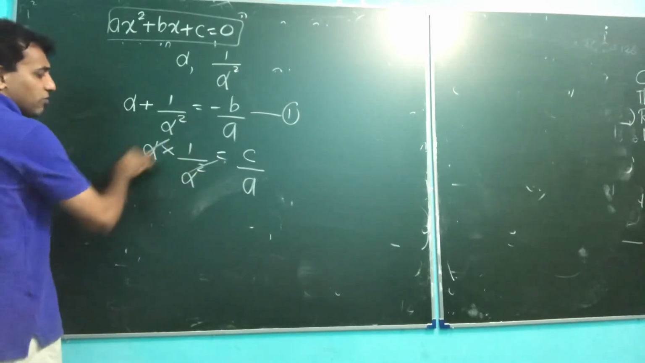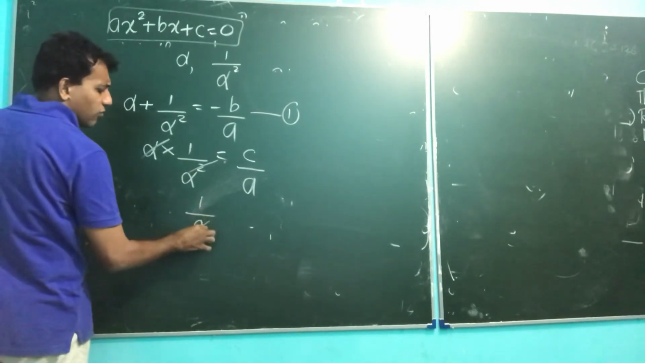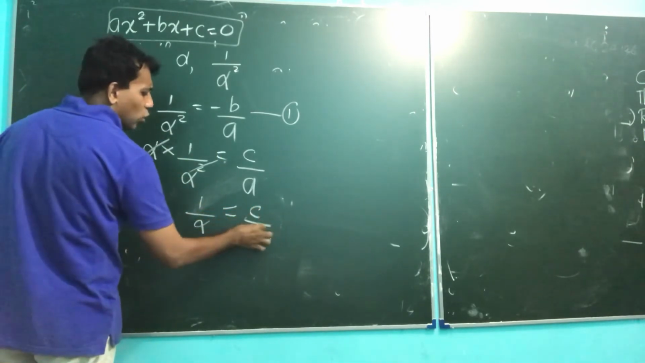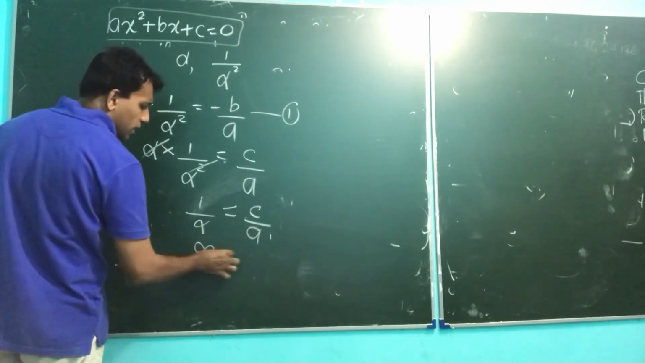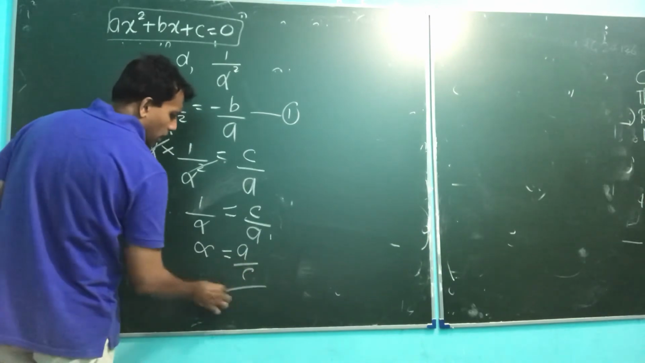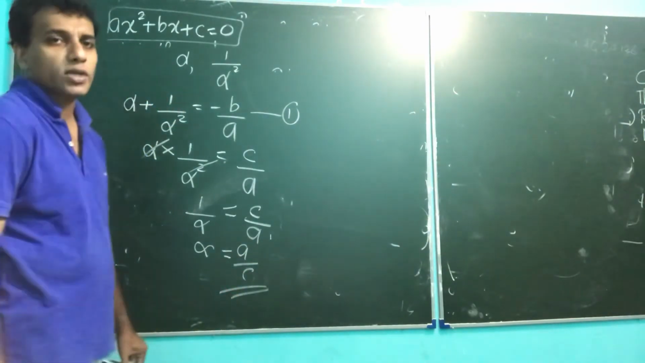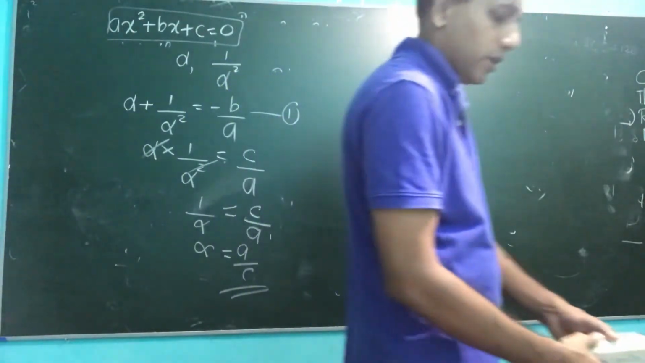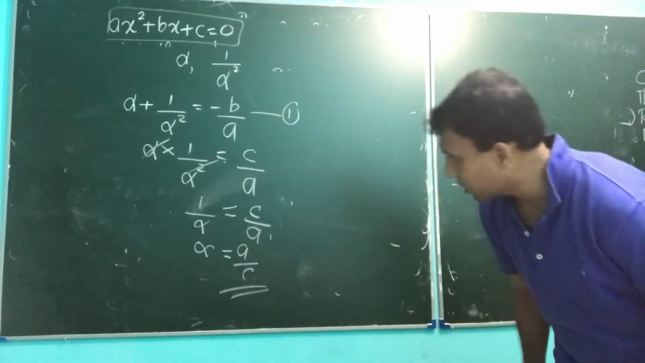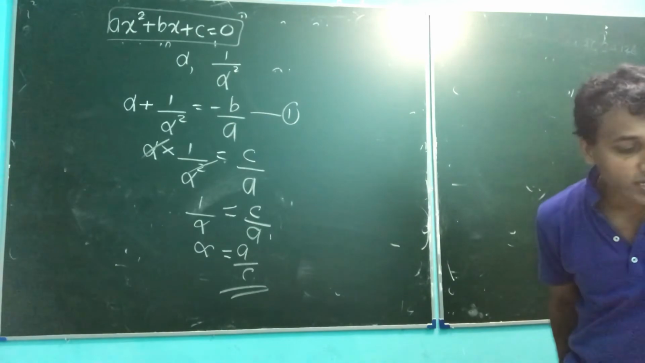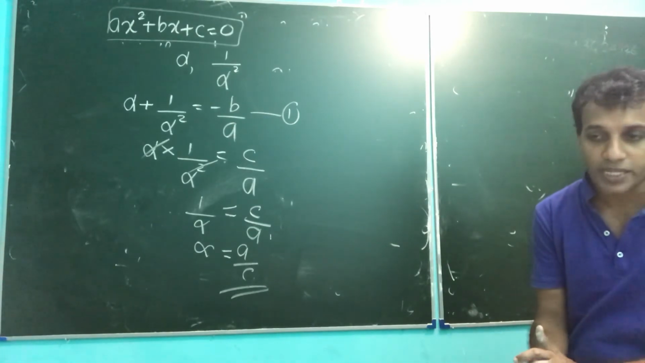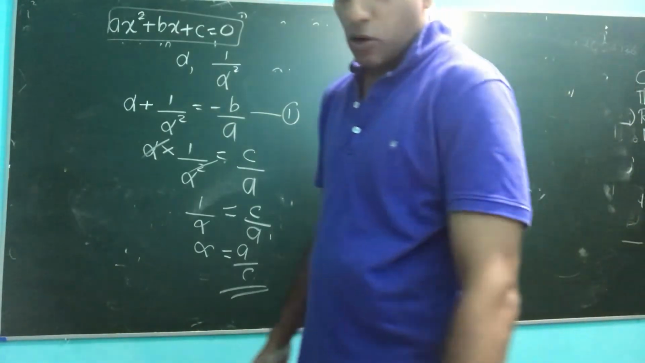Here you can find alpha. 1 over alpha is c over a, therefore alpha equals what? a over c. Alpha equals a over c. That's the method. Now put alpha as a over c in the first equation and get the answer. All very useful.